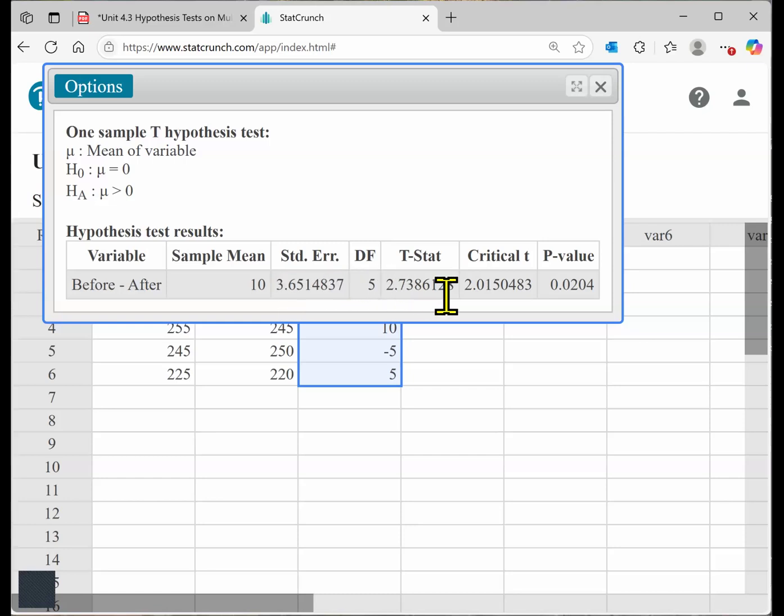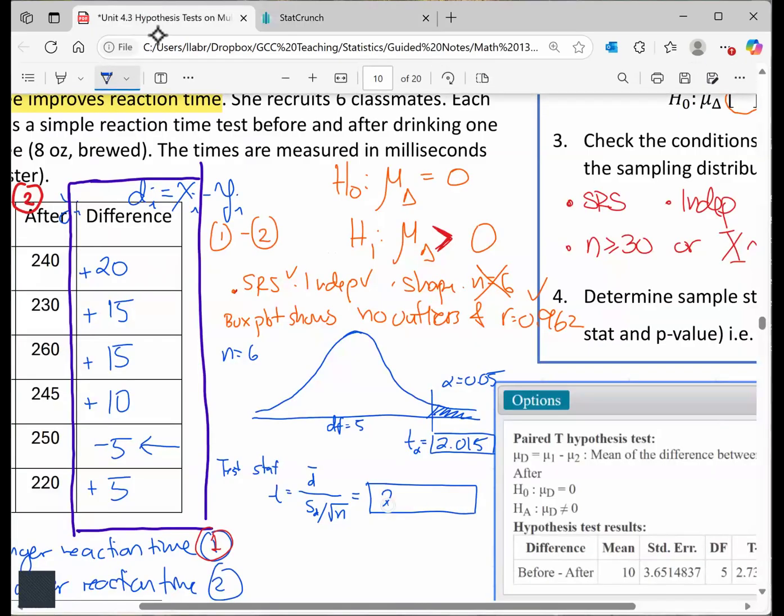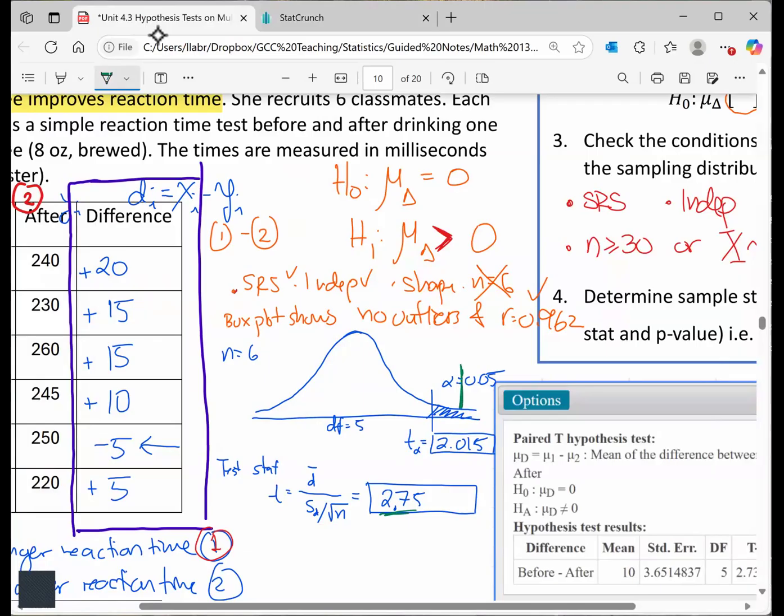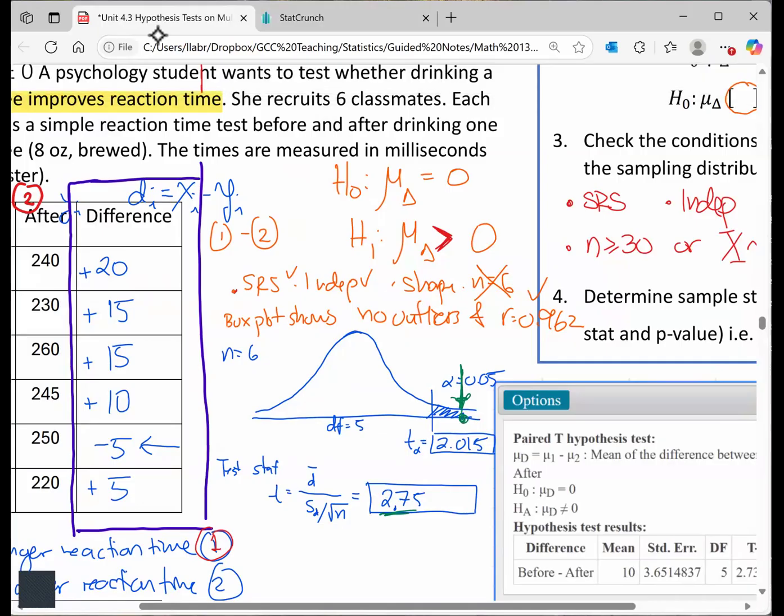Therefore, plugging everything in with your sample mean, these are the values that you need. So it's sample mean over this quantity, which gives you 2.75. So 2.75 is my test statistic. And remember that a test statistic of 2.7 means that we land right here. Our sample lands in the critical region, so we reject the null hypothesis. That means there is evidence to support the alternative at the 5% significance level.